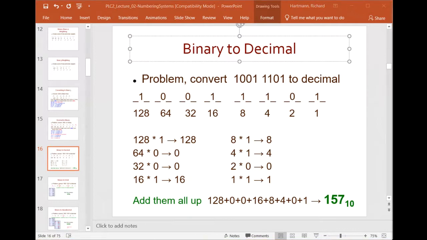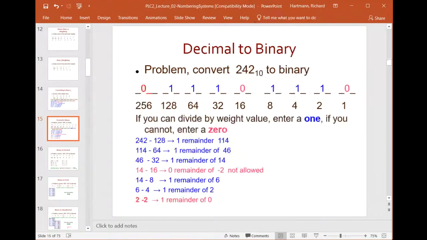So are there any questions about that? Okay. Like I say, you may have been taught a different method. I just find this to be the simplest method, but any method that you can do the conversion is perfectly acceptable as long as you're getting the right answer.